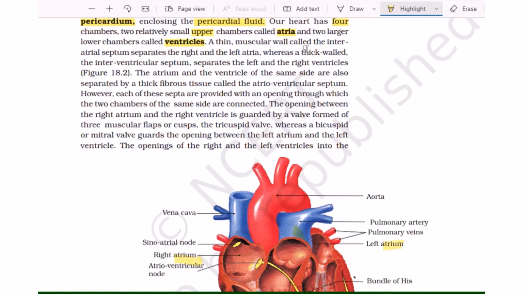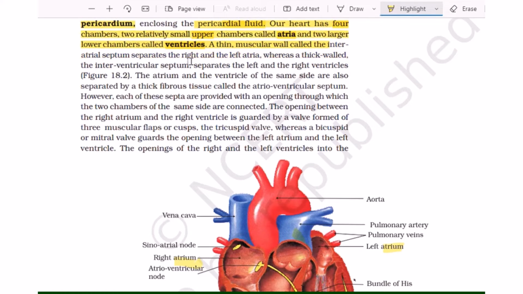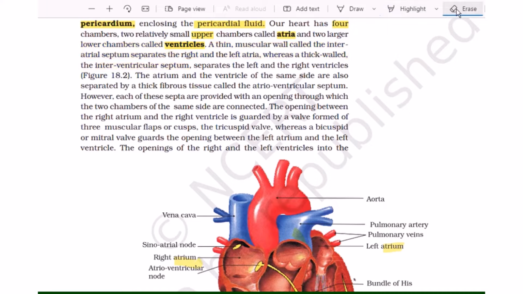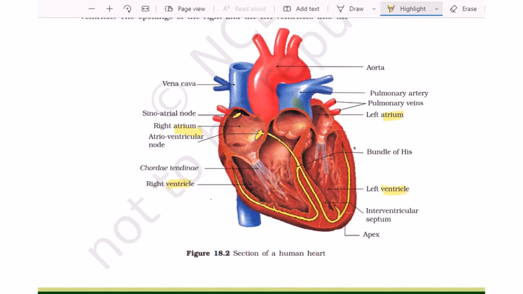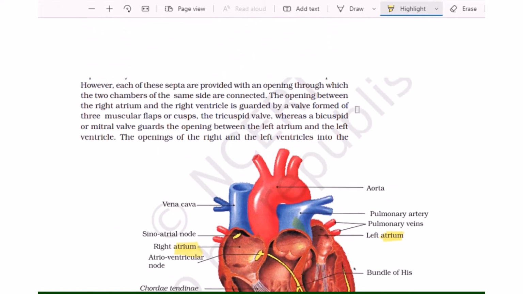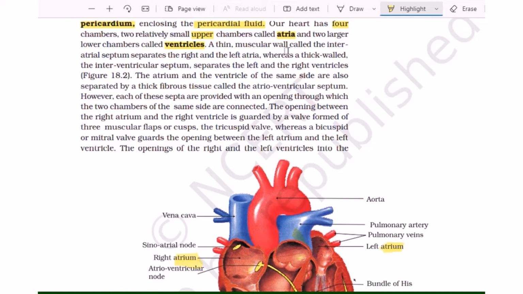A thin muscular wall called the interatrial septum, so this is the interatrial septum, and this is basically the wall between the two atria, that is the right atrium and the left atrium. So it is somewhere over here, and it separates the two atria, and that is the interatrial septum.